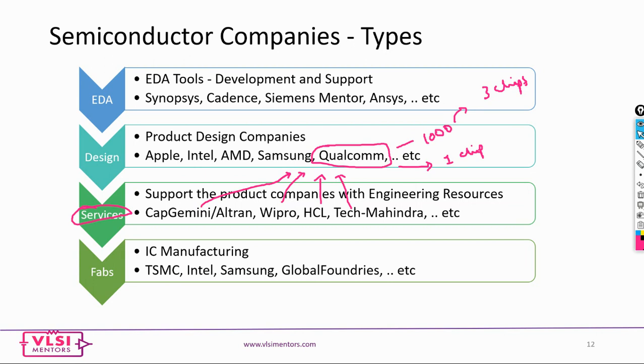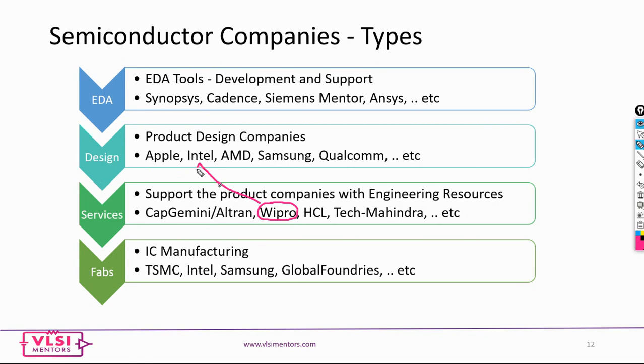The services companies actually hire people and keep them on. They would be working with multiple vendors. Say for example, Wipro, which is known as the second largest services provider in VLSI. They work with Intel, AMD, Samsung, and Qualcomm. So, for example, now you are part of Wipro and you are currently working on one of the Qualcomm projects.